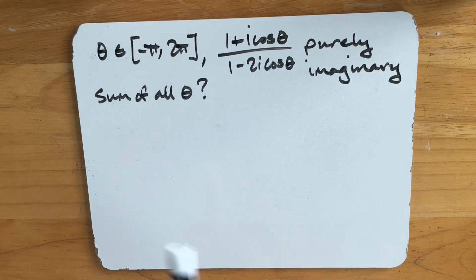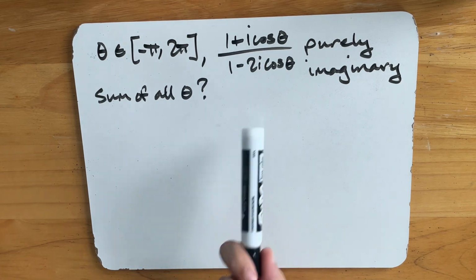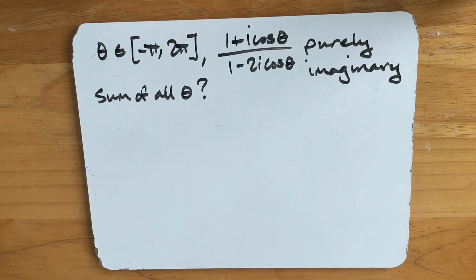So we have a question. Theta can range from negative pi to 2 pi, and we have a complex number (1 + i cosine theta) divided by (1 - 2i cosine theta), and we're told that it's purely imaginary. So what's the sum of all possible theta within this interval that makes this condition true?